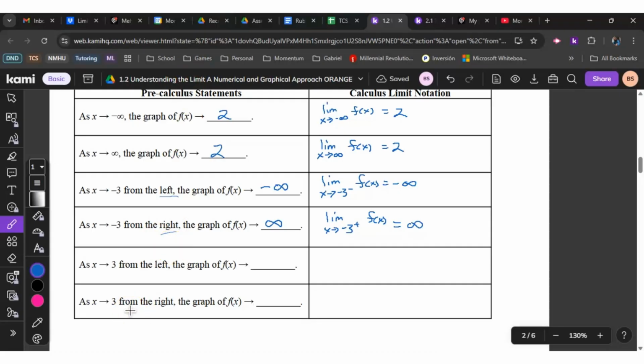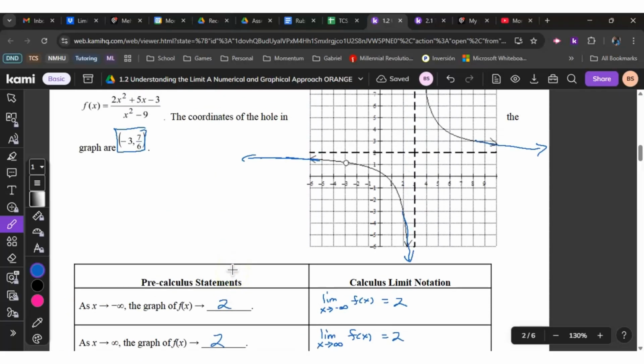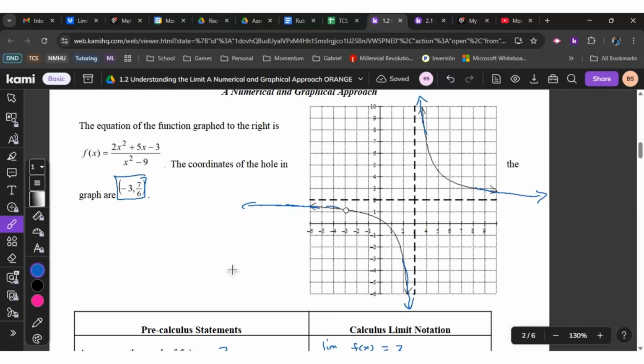Now the next one we're going to do here is we're going to look at 3 from the left and 3 from the right. This is the one that was our hole, right? That's where our hole was. So let's go take a look at it. So we can see here that from the left and from the right, we are approaching the same thing, that hole. And where is that hole?